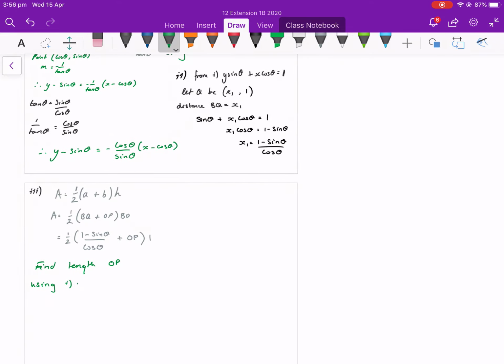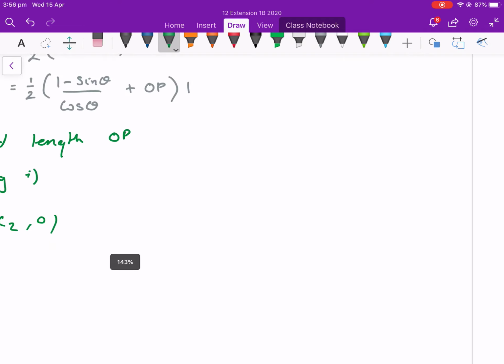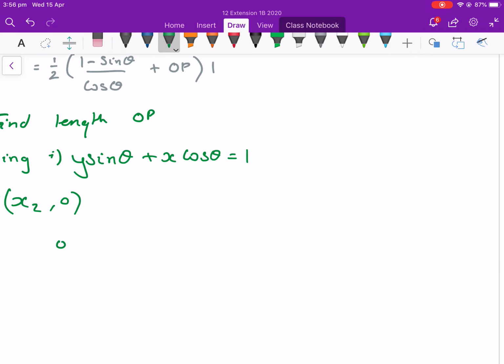just a reminder that is y sine theta plus x cos theta equals 1. P has coordinates, now we'll say its x-coordinate is x2, its y-coordinate is 0. So we go ahead and sub this in. So we've got 0 sine theta plus x2 cos theta equals 1. 0 times sine theta is 0. So we have x2 cos theta equals 1, and therefore x2 equals 1 on cos theta.